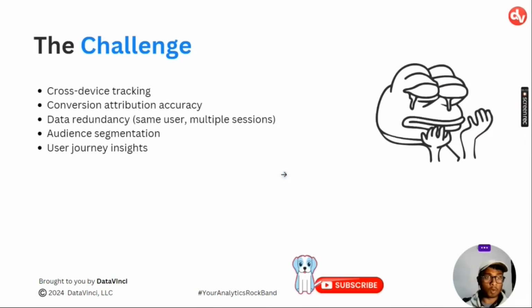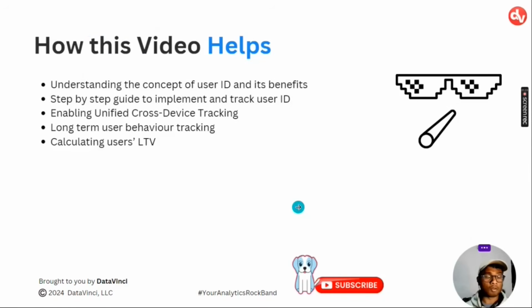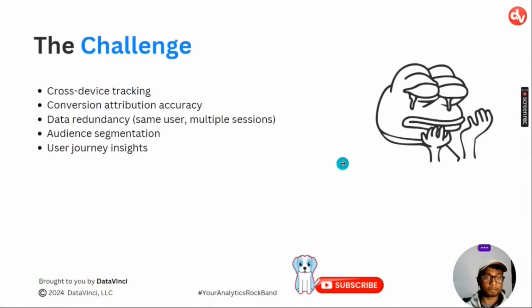So why this video? What are the challenges that this video aims to solve? First of all, the cross-device tracking issue, then the conversion attribution accuracy issue, then issues around data redundancy, wherein the same user is coming to us from multiple sessions, or issues around audience segmentation or user journey insights. If you notice, all of these reporting issues are based on how a user is being counted in our tracking system. So implementing a robust user ID would help you in resolving, if not all, some of the issues that we had discussed in this slide.